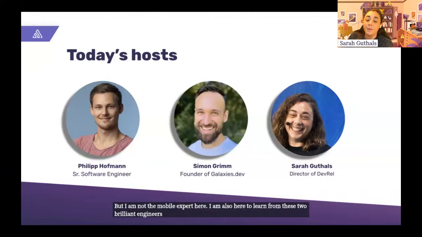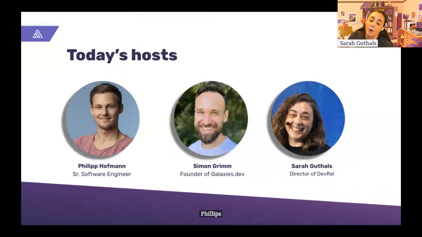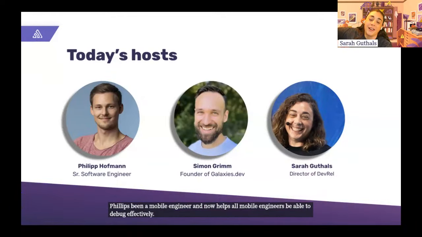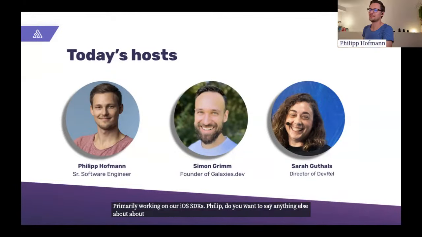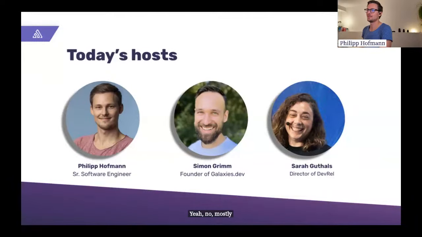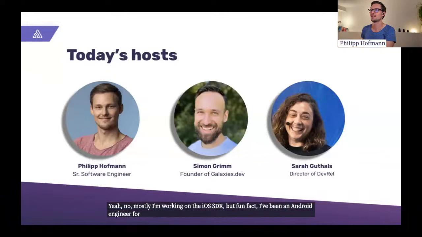We've got Philipp here. Philipp is a senior software engineer here at Sentry. Philipp's been a mobile engineer and now helps all mobile engineers be able to debug effectively, primarily working on our iOS SDKs. Philipp, do you want to say anything else about who you are? Yeah, no, mostly I'm working on the iOS SDK, but fun fact, I've been an Android engineer for 4 years before I joined Sentry, actually, so I know both worlds.